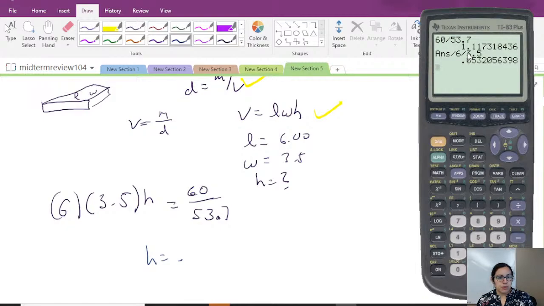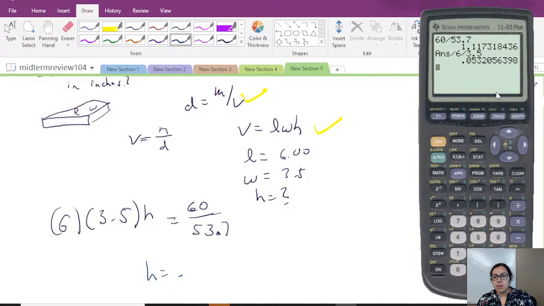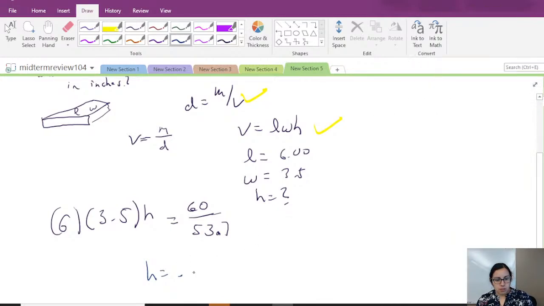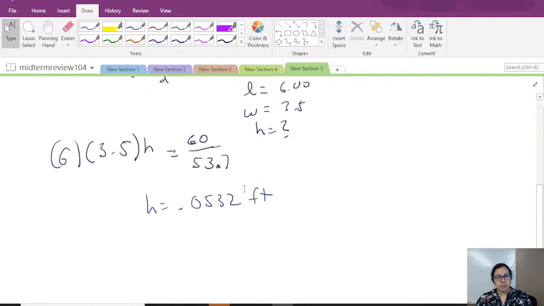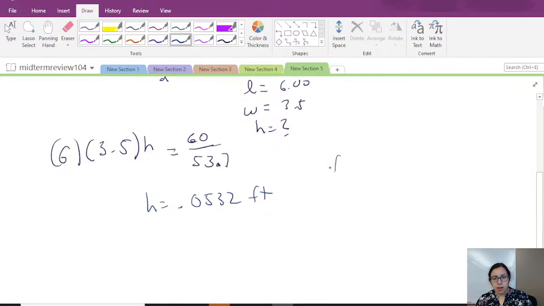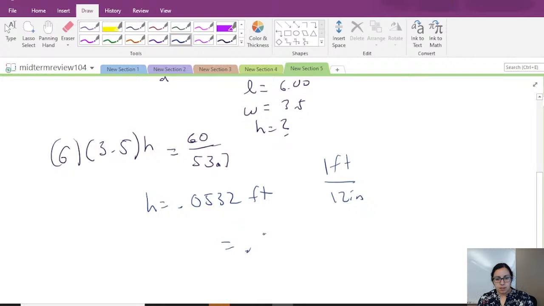0.0, let's see how many sig figs do we have. I try to give us 3 sig figs. So 0.0532. And that was feet. Of course it did ask for us in inches, so we just need to multiply by 12. So 12 inches is 1 foot. And so we should get something like 0.64 inches there.